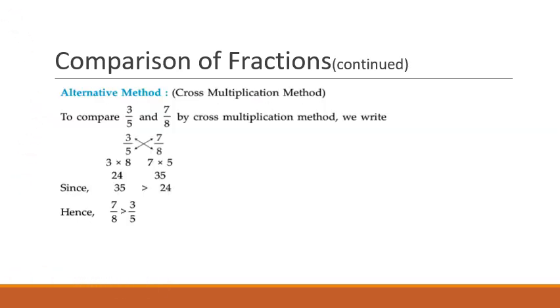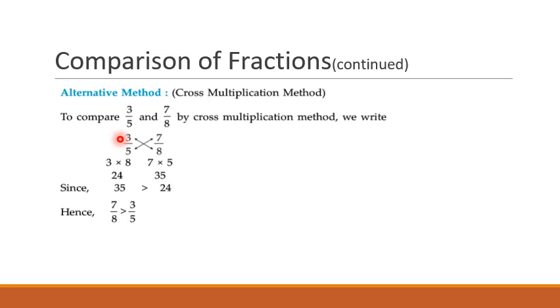In the previous slide we have seen how to compare two unlike fractions. Now there is an alternative method for comparison of such unlike fractions. This method is known as the cross multiplication method. Now we have to compare 3 by 5 and 7 by 8. For this we do cross multiplication.